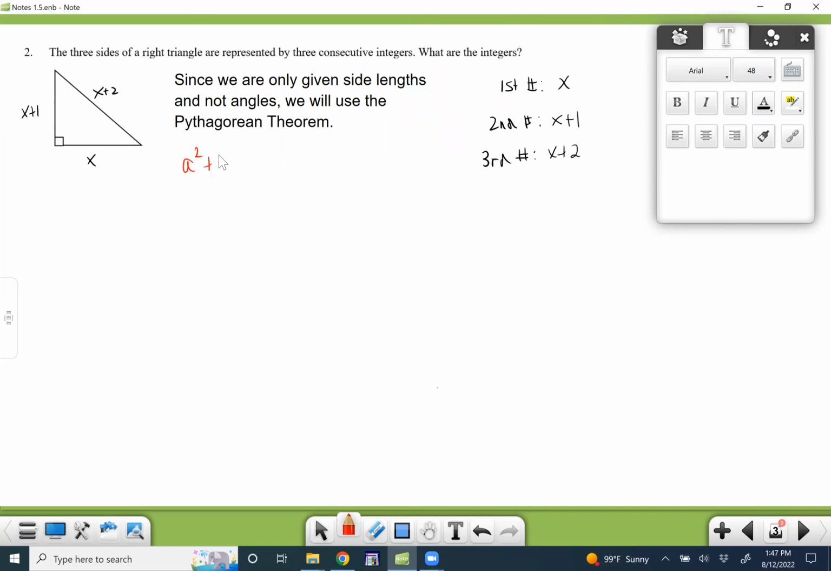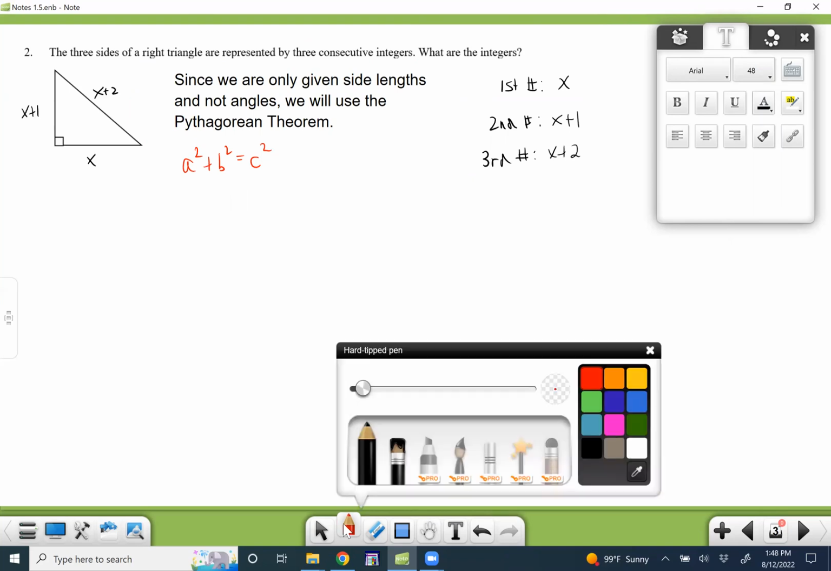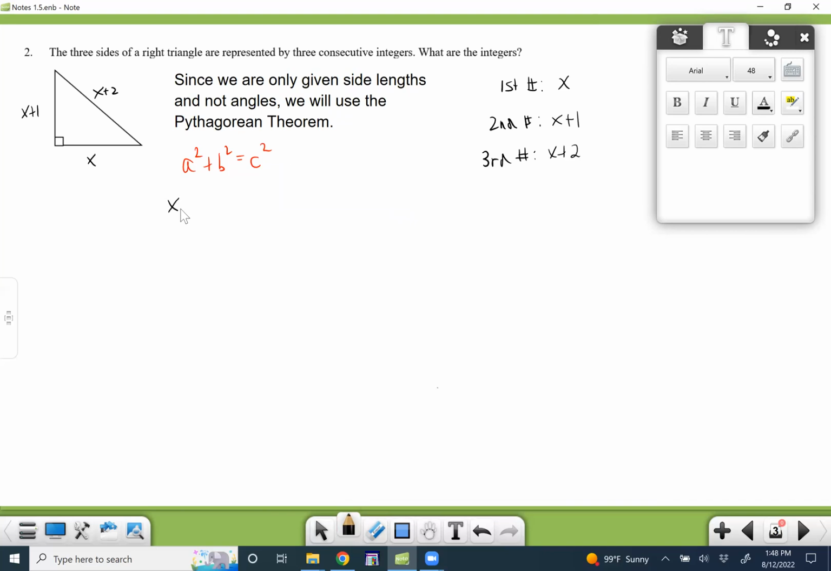Remember, you can only use this on right triangles, okay? Which makes sense because C is always the hypotenuse. Doesn't matter who A and B are, so you can put in there whatever you want. So I'm just going to let X be A. I'm going to let X plus 1 be B. And then C always has to be the hypotenuse. That's the one that does matter. So make sure you got C right, okay?